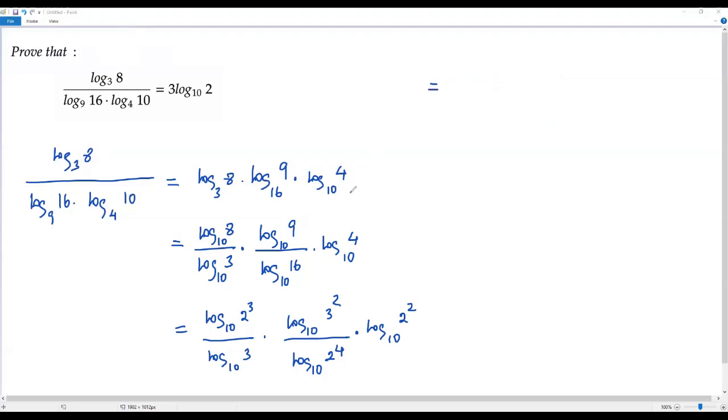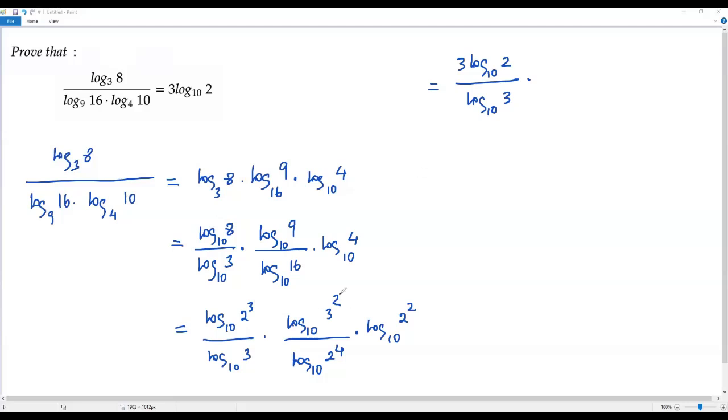Okay, now what we can do is we can use the power rule of logarithm. What is power rule of logarithm? Actually, the argument of a logarithm is a power. Whenever the argument of a logarithm is a power, the exponent we have at the argument can be moved in front of the logarithm and it has to be multiplied by the logarithm. So the exponent 3 is moved in front of this logarithm, then I'm getting 3 times log base 10 of 2 divided by log base 10 of 3 times.